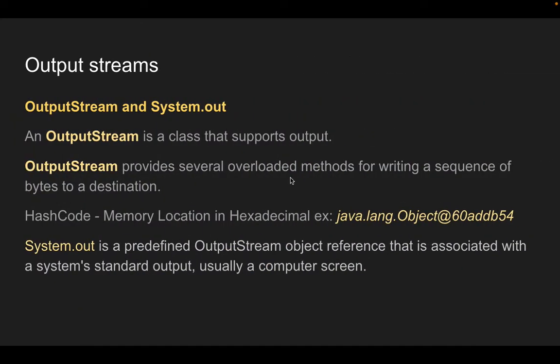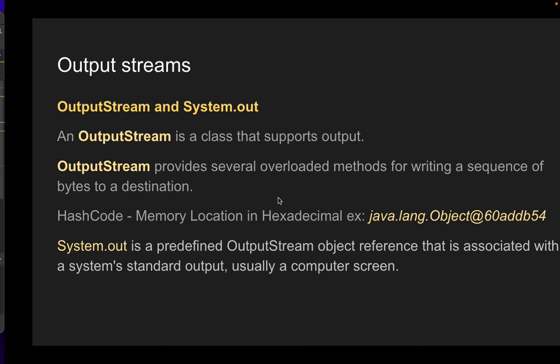All right, let's go back here. Chapter 9, we get into something called output streams. And this is important. We've used the system out print line quite a bit, and we use system in quite a bit. So an output stream is just a class that supports output. And the output stream is basically for writing a sequence of values or bytes to something.